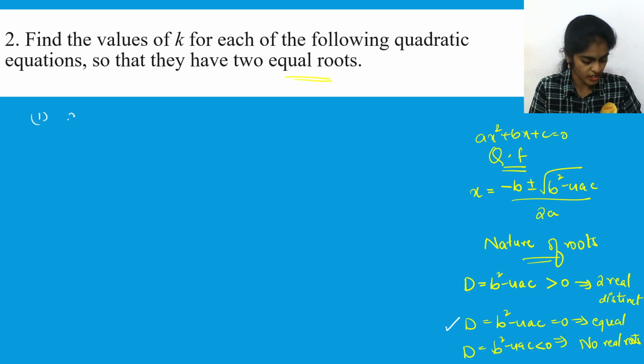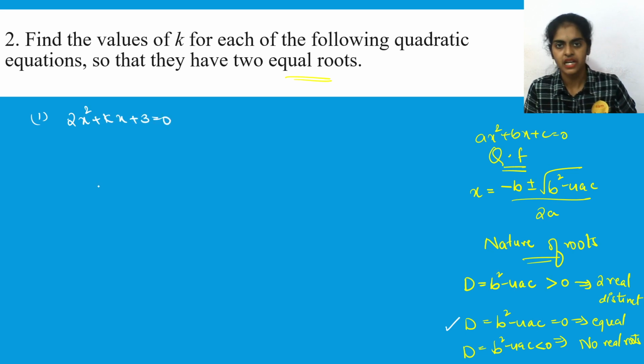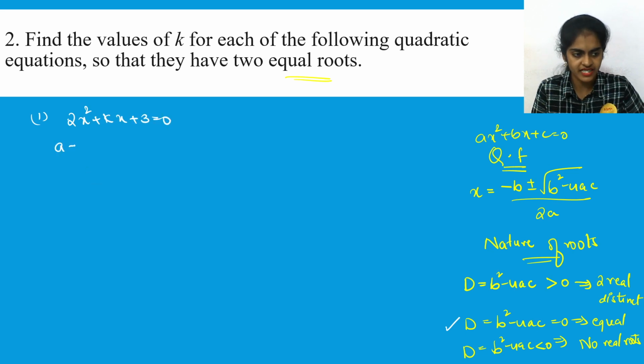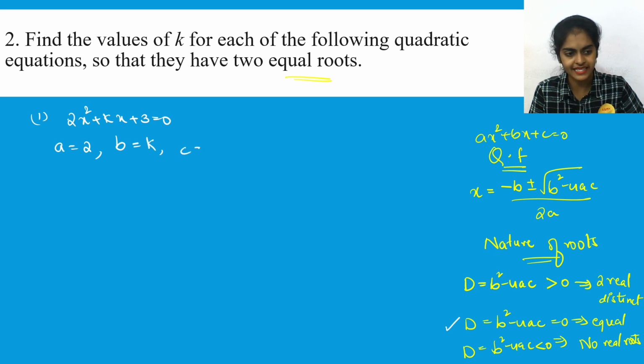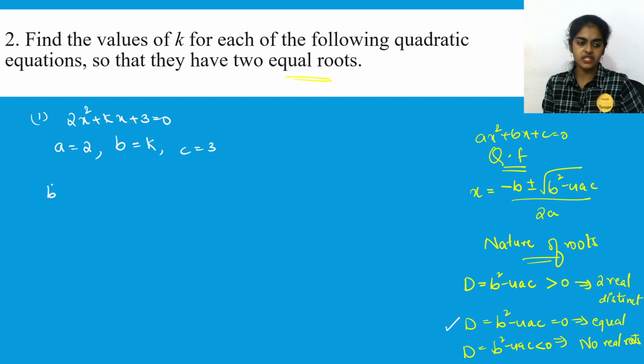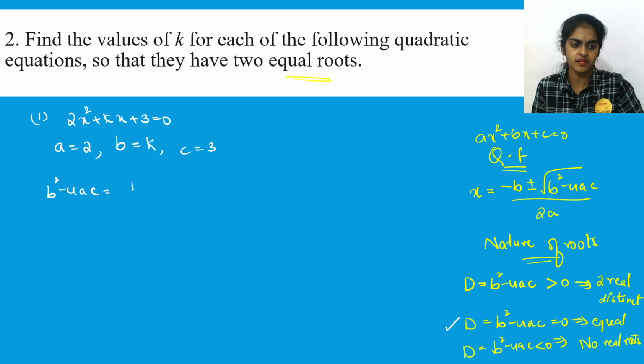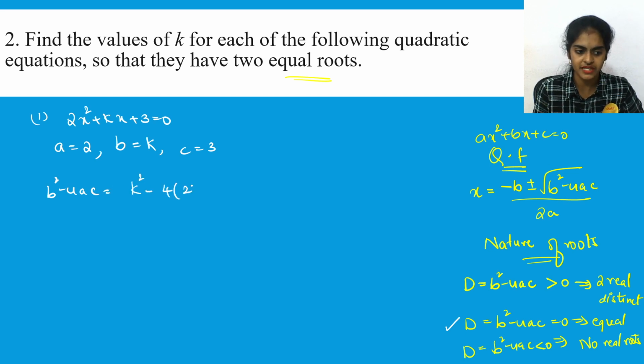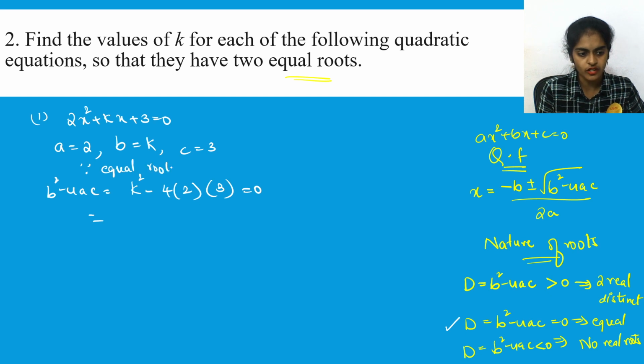Now the very first equation given is 2x square plus kx plus 3 equal to 0. Discriminant equal to 0, firstly take the values of a, b and c. a is the x square coefficient, which is 2. b is the x coefficient, k, and c is the constant 3. Now b square minus 4ac is k square minus 4 times 2 times 3, and this is equal to 0, since the roots are equal, so the discriminant will be equal to 0.